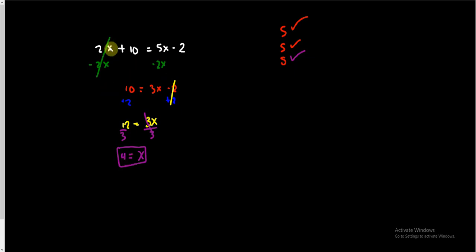2 times 4 is 8. 8 plus 10 is 18. Check. 5 times 4 is 20. 20 minus 2 is 18. 18 equals 18. So yeah, this is in fact the true answer. You can always just quickly check to be sure you have it correctly.